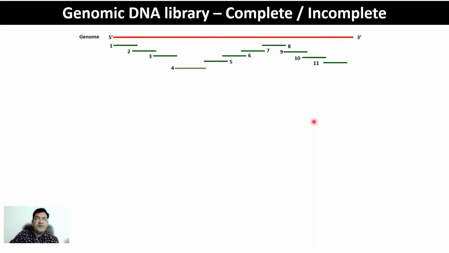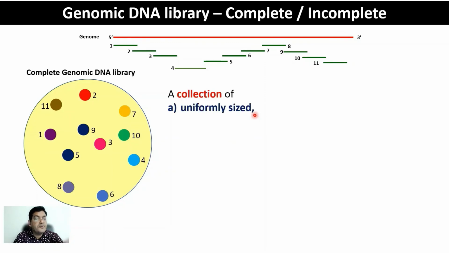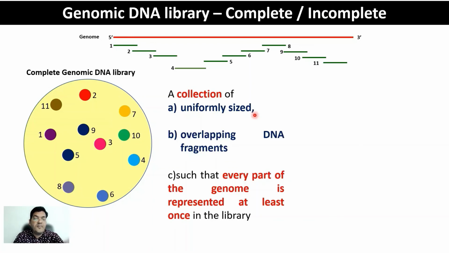So now, if you see, you make a genomic library out of this, and you could have a complete library or you could have an incomplete library. So in case of a complete genomic DNA library, every single fragment that you have here is represented at least once in your library here. So a complete genomic DNA library would conform to all features of a genomic DNA library. For example, here, it is a collection of uniformly sized overlapping DNA fragments such that every part of the genome is represented at least once in the library, right?